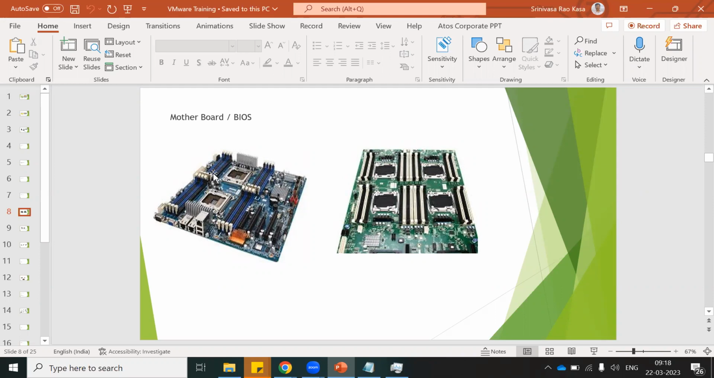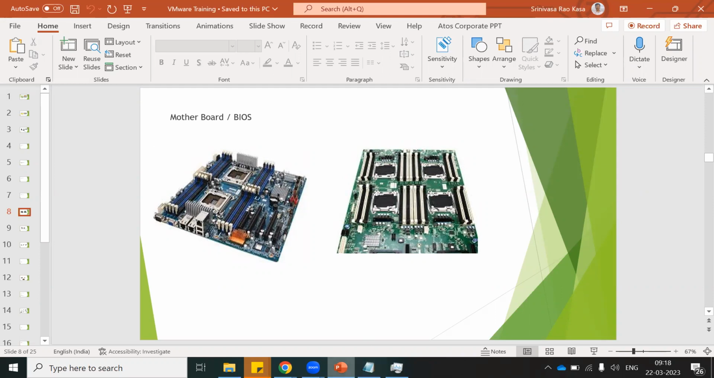Okay, how many sockets are available? Without understanding what a socket is, and what memory slots are available on the motherboard, we can't estimate the capacity and the performance of this particular server. So the first component is the capacity of the motherboard. That is the important point.